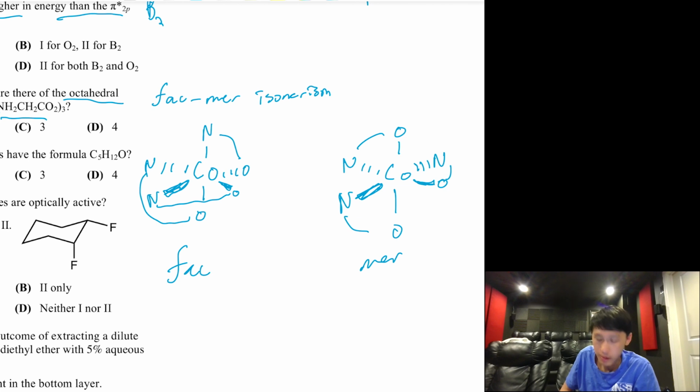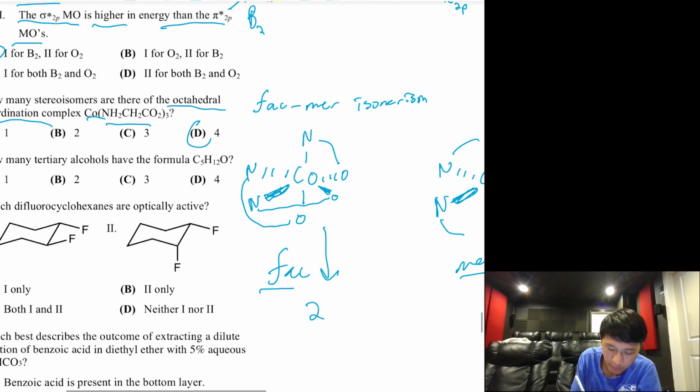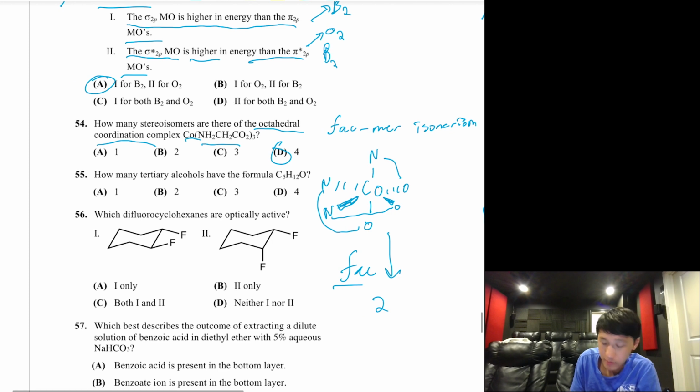Now you'll have to notice that the facial and meridional isomers are actually both chiral here. So this isomer is going to have its enantiomer. So in total, there's going to be two facial isomers, and this one's going to have an enantiomer. So there's going to be two meridional isomers, and in total, there's going to be four stereoisomers of this octahedral complex.